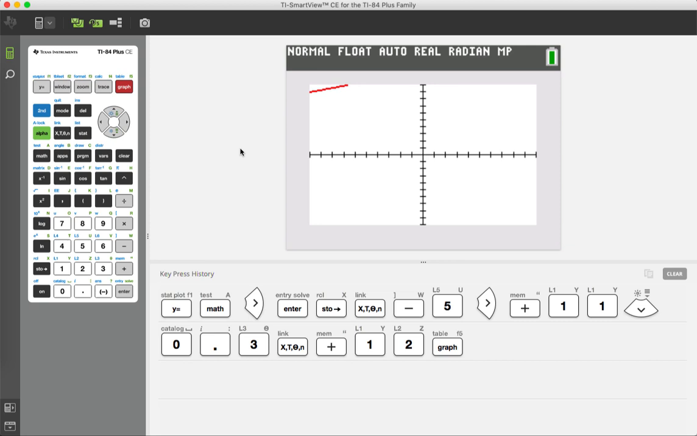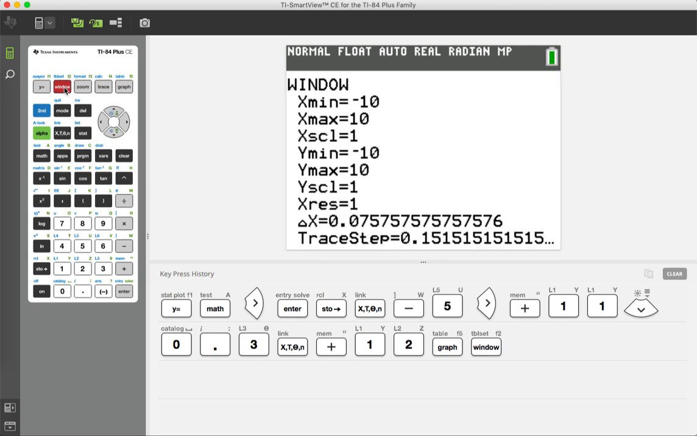The window is what we call the viewable area on your calculator. So hit the window button. It's right next to the y equals button. And the ones we're really going to think about today are x min, x max, and y min, y max. And those are which x values your calculator shows you. So right now, the minimum x value your calculator is showing you is -10. The maximum is 10.